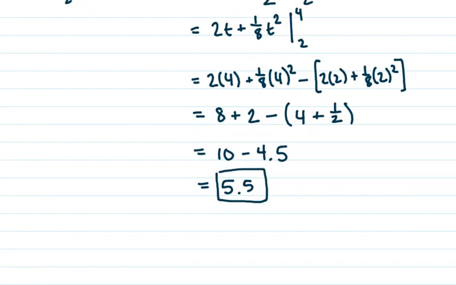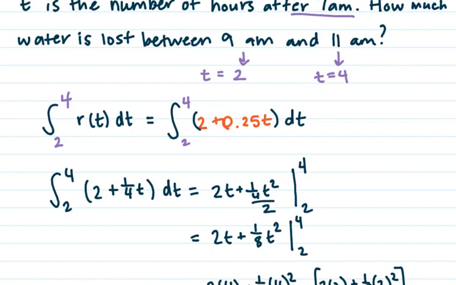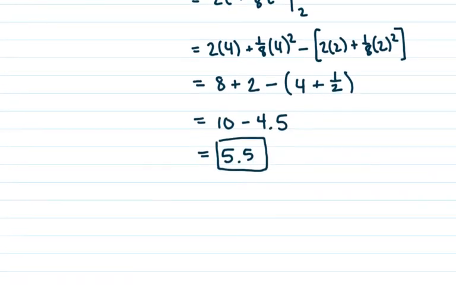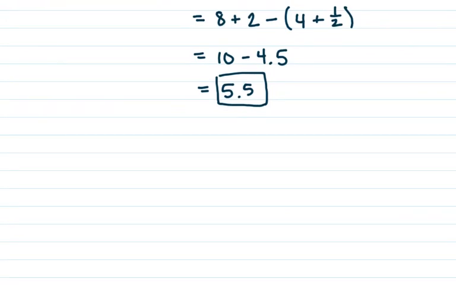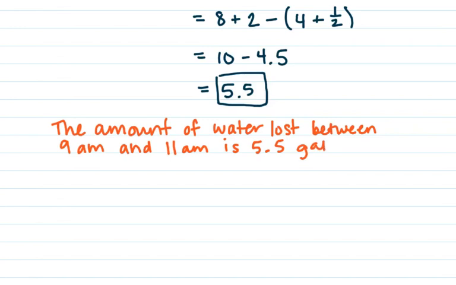These are context problems. So yes, 5.5 is an answer, but now we're going to write a statement about it. Let's look at the original question: how much water is lost? And this is in gallons per hour. So we're going to say the amount of water lost between 9 a.m. and 11 a.m. is 5.5 gallons. Nice.